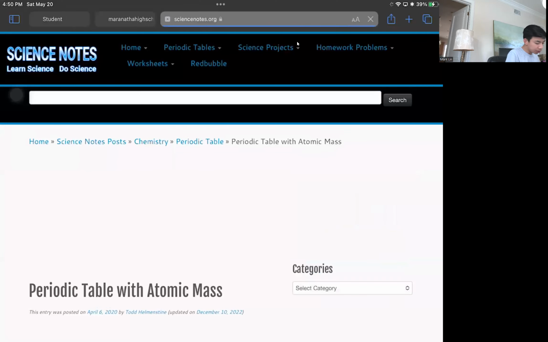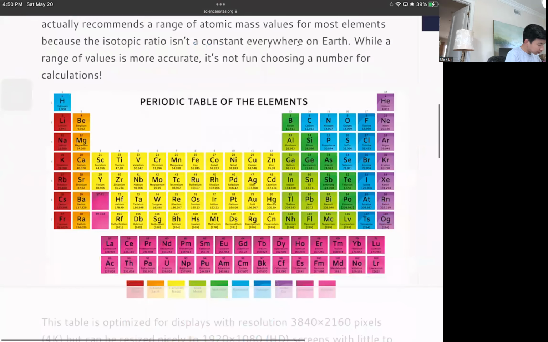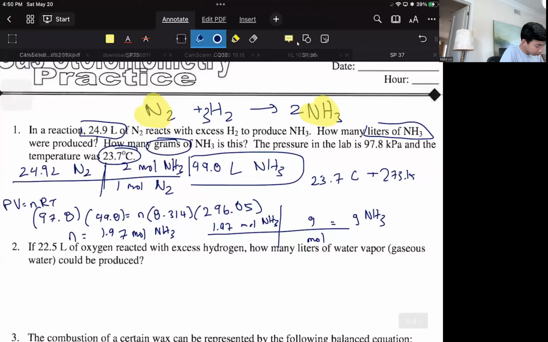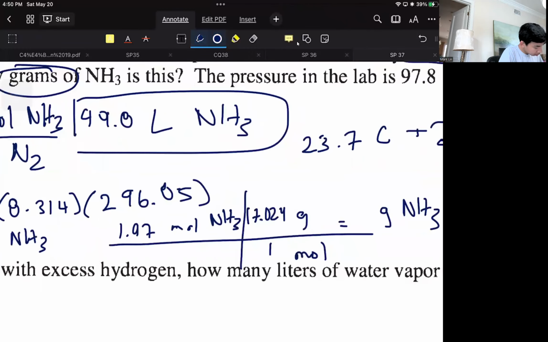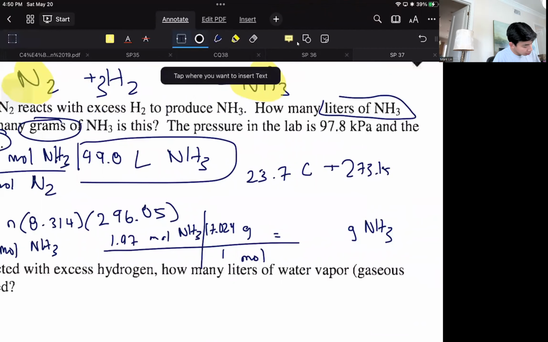So N is going to be 14, I think. Yeah, 14. 14 plus H3, so there's going to be 3 hydrogens. So 1.008 times 3. The molar mass of NH3 is 17.024. And then this will give you 1.97 times that, so maybe 33.5.